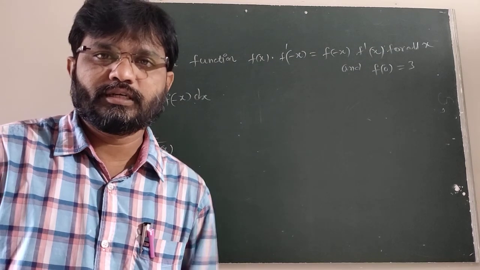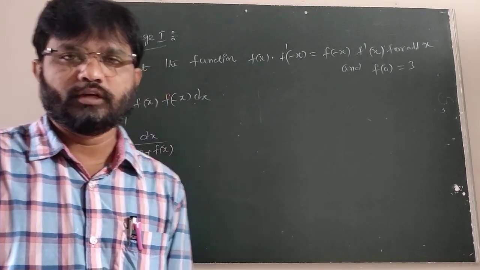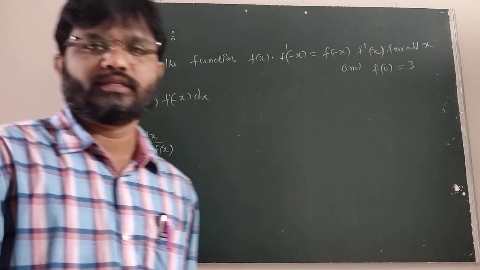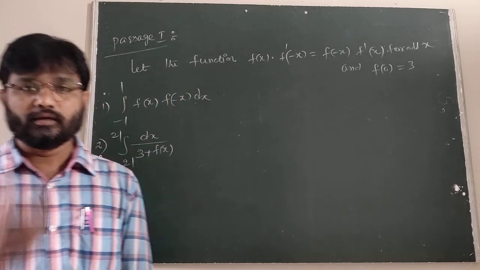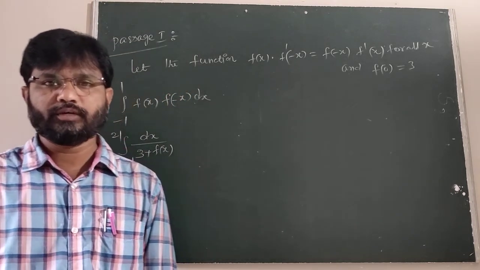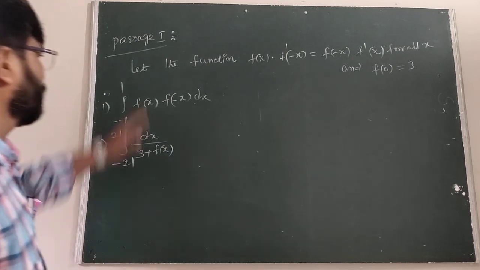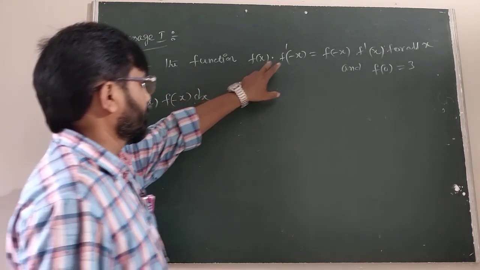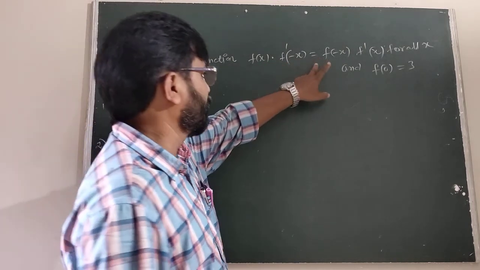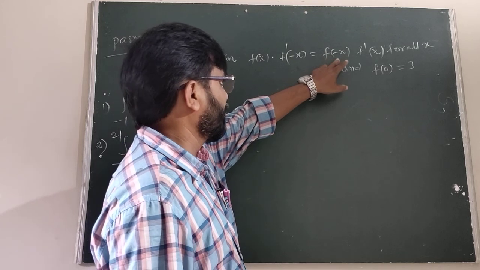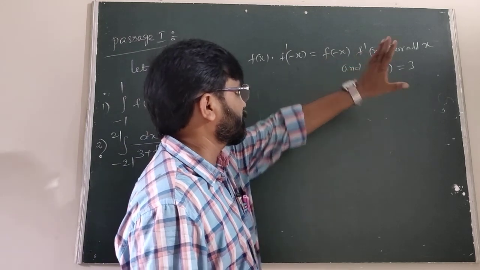Good morning, students. Today we are going to discuss some passages and matrix matching type. The first one: let the function f(x) satisfy f(x) f'(-x) = f(-x) f'(x) for all x.